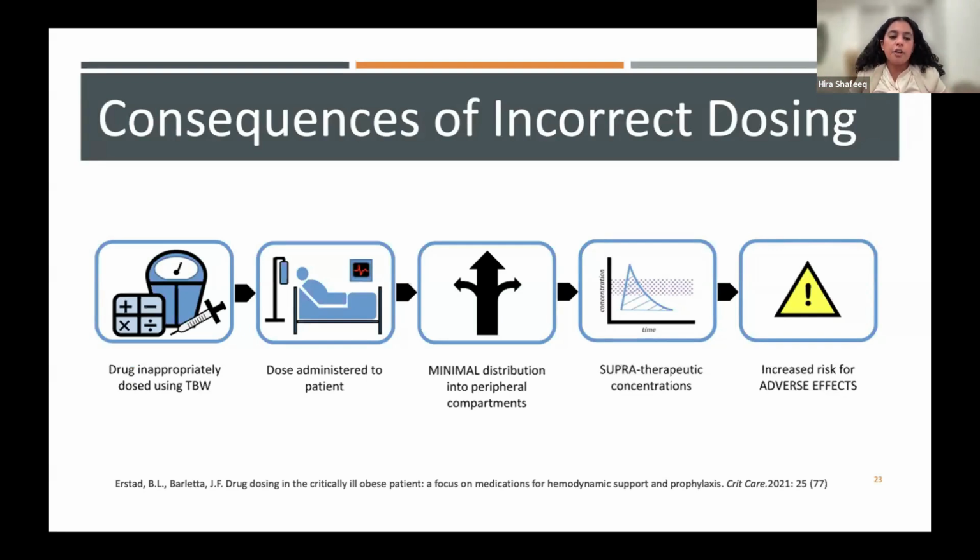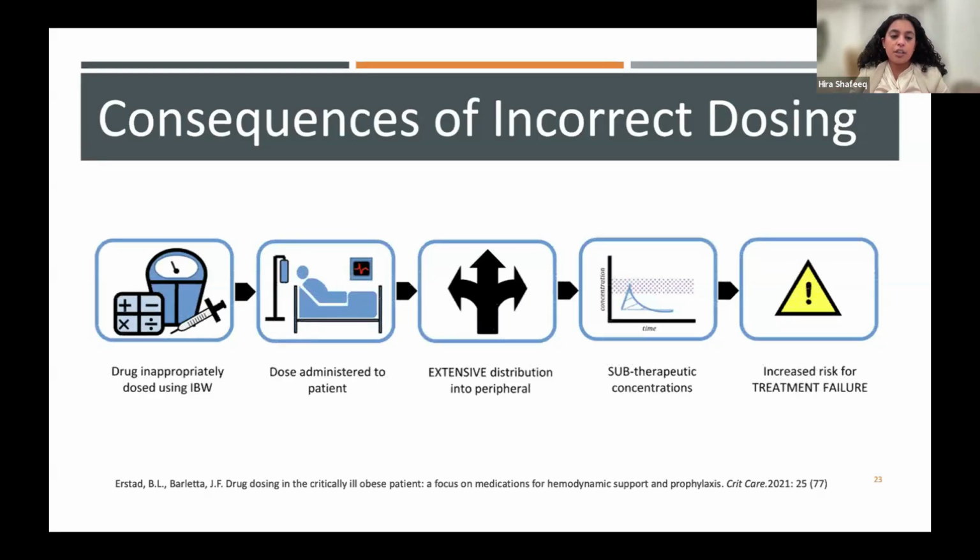So first, drug dosing inappropriately using the TBW, or the total body weight, you can give a much higher dose for the patient. It might have minimal distribution into the peripheral compartments and have a supratherapeutic concentration in the plasma compartment, and really that puts the patient at risk for increased adverse effects.